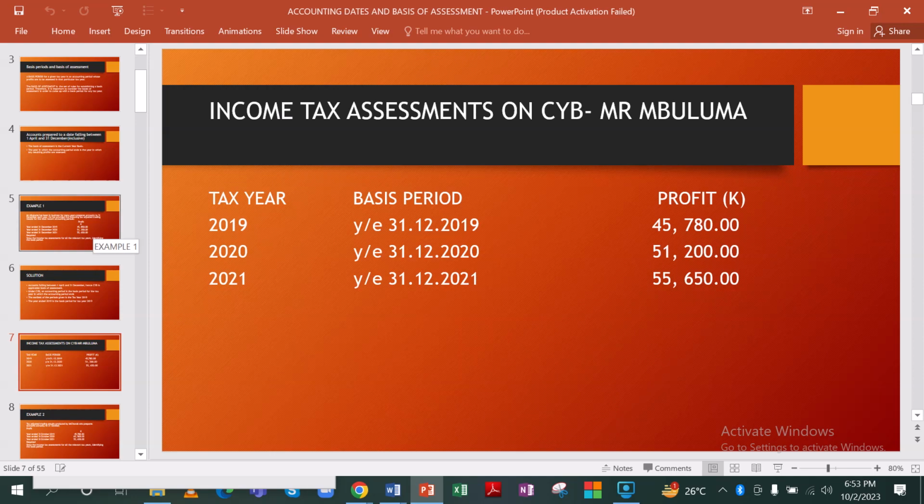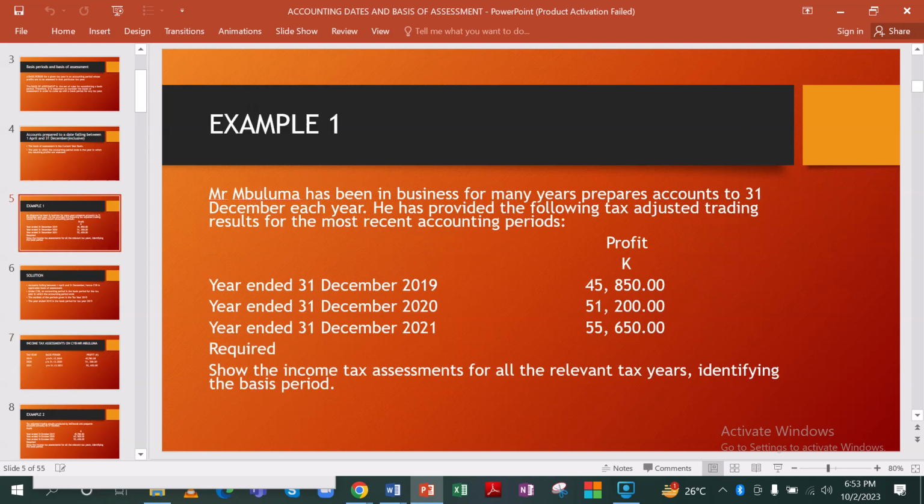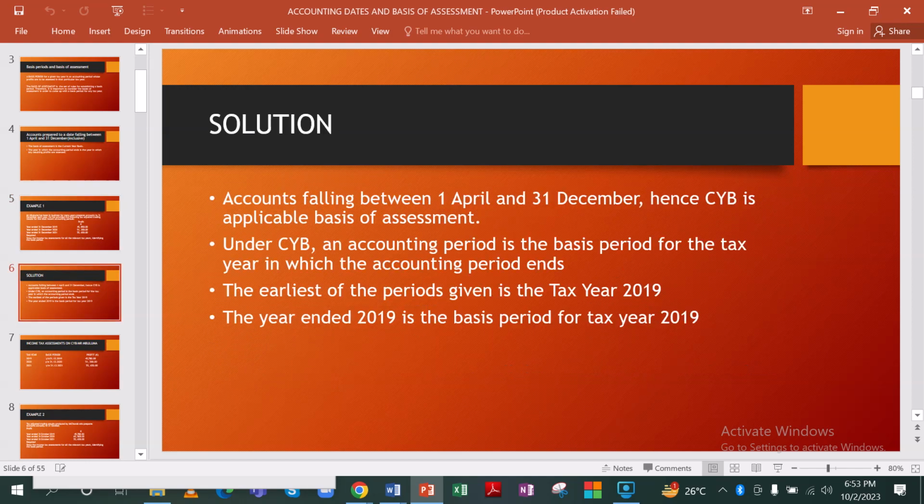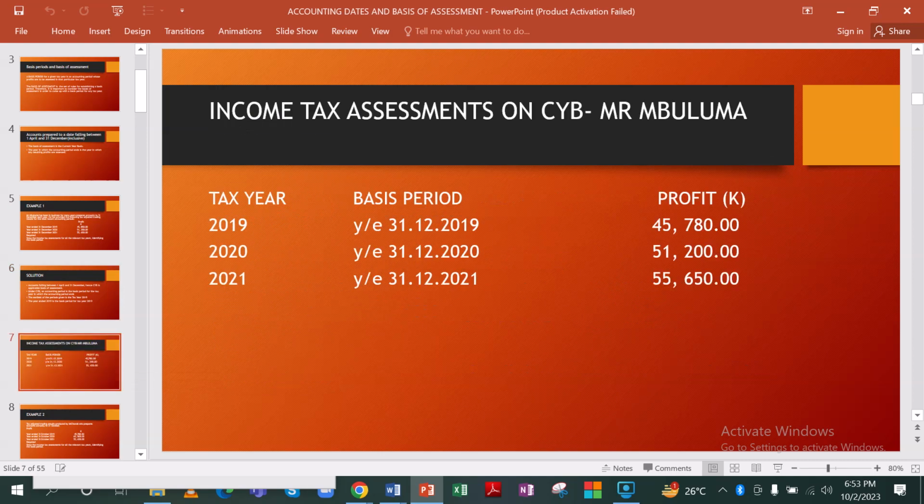Equally the same applies to 2021. You realize that again the year end is 31st December 2021, and 31st December falls between 1st April and 31st December. According to the rule, we have to use the current year basis. So again, there's no difference except for the year.